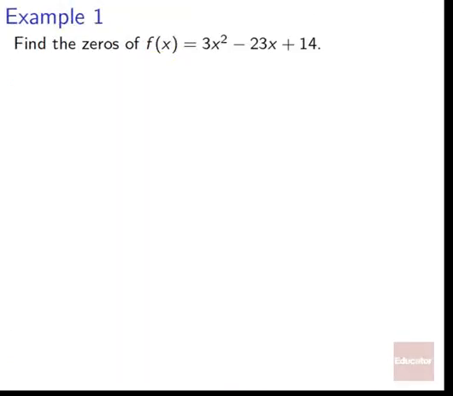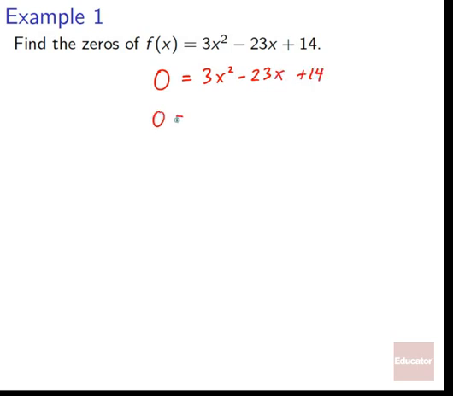First one, we want to find the zeros of f of x equals 3x squared minus 23x plus 14. So textbook example, literally a textbook example since this is effectively a textbook. So you plug in 0 because we're looking for when f of x equals 0. 0 equals 3x squared minus 23x plus 14.